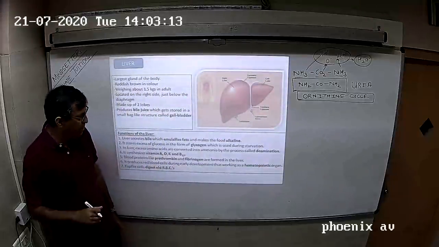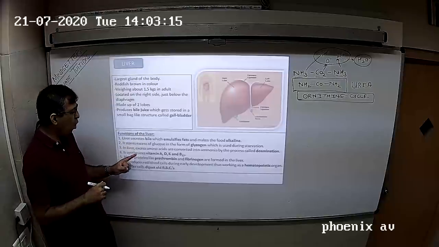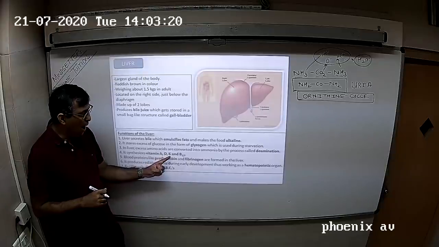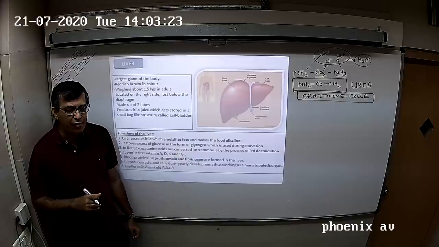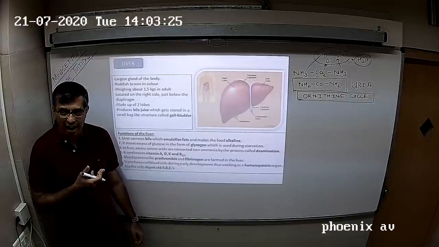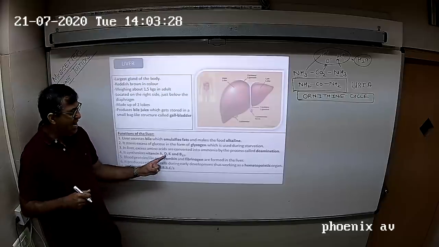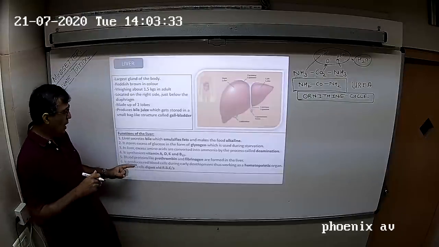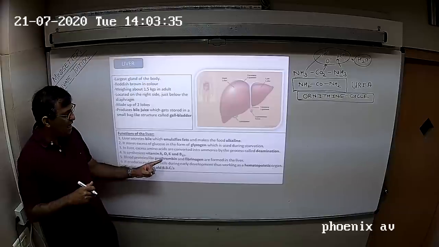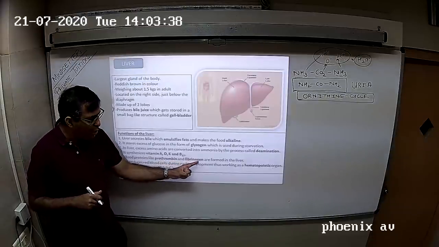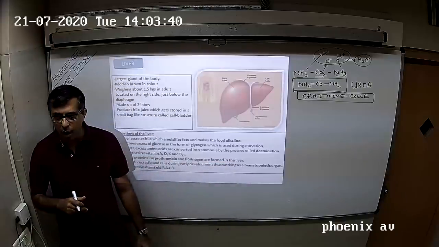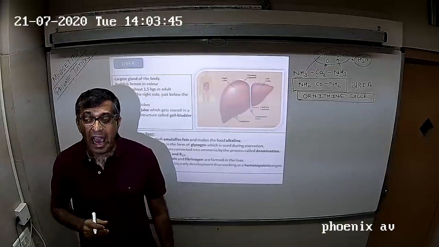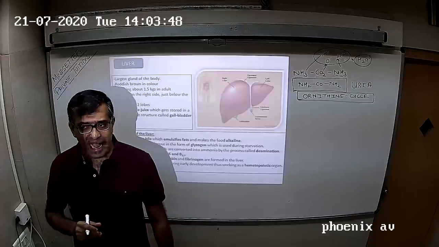Nice point, please remember. And liver also synthesizes vitamin A, vitamin B, vitamin K and vitamin B12. All these are important vitamins in your body, and A, B, K and B12 are produced in the liver. Liver produces blood proteins like prothrombin and fibrinogen. If you have heard of it, prothrombin and fibrinogen help in the process of clotting.